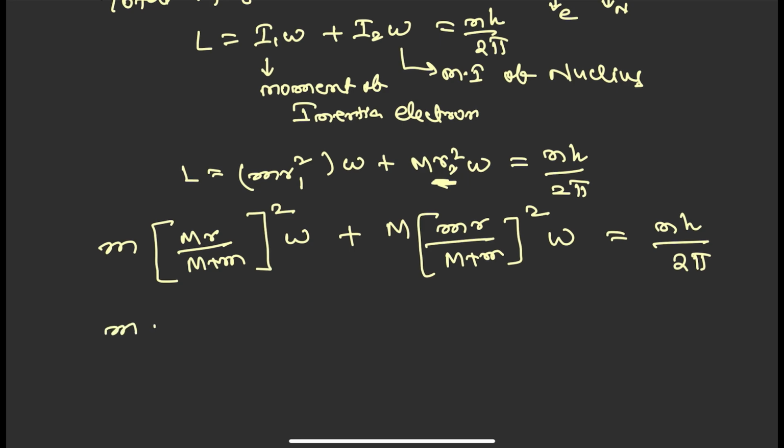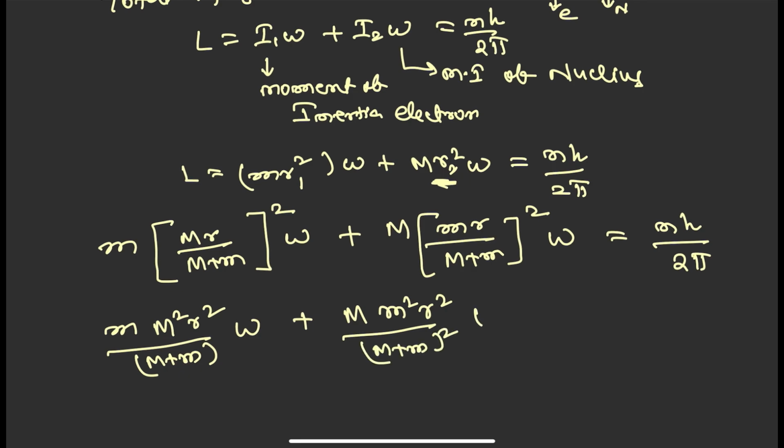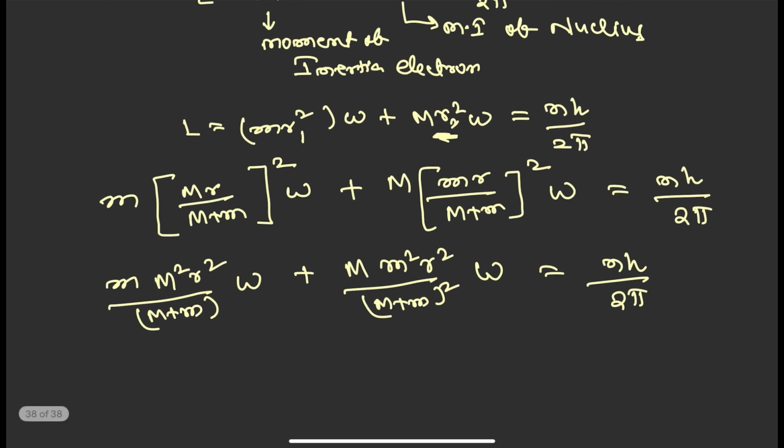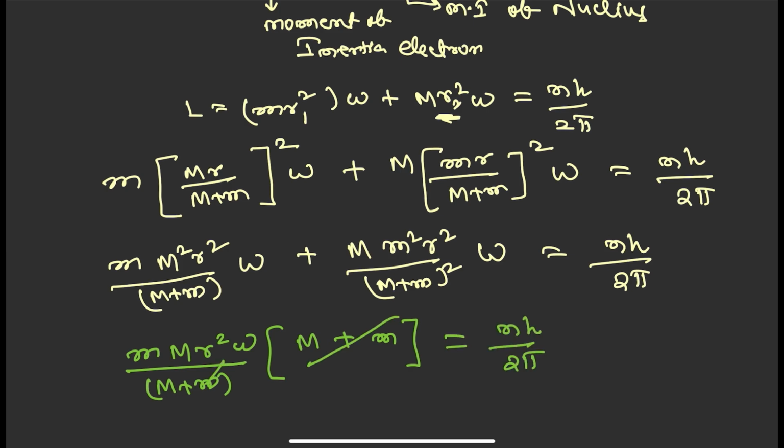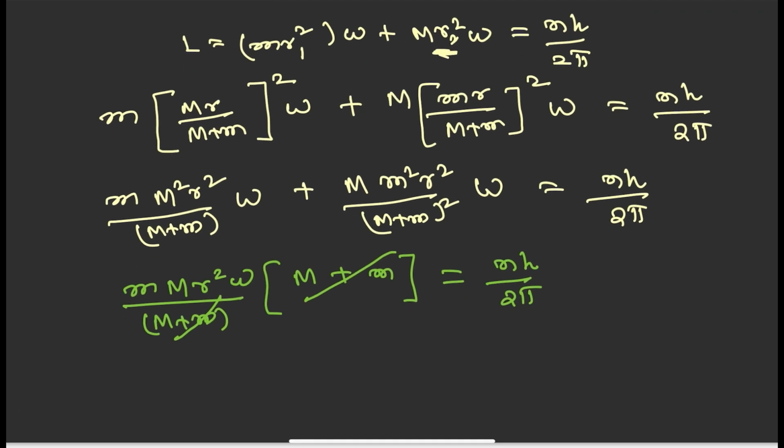Next we can go for this. It is m into capital M square r square by (capital M plus small m) whole square into omega, plus M into small m square r square by (capital M plus small m) whole square into omega, is equal to nh by 2 pi. So this is the relation. Some terms will get cancelled, so we take the common factor, small m capital M r square omega by (capital M plus small m) whole square, and what is left in the bracket is capital M plus small m, which is equal to nh by 2 pi. So the square term will be cancelled.